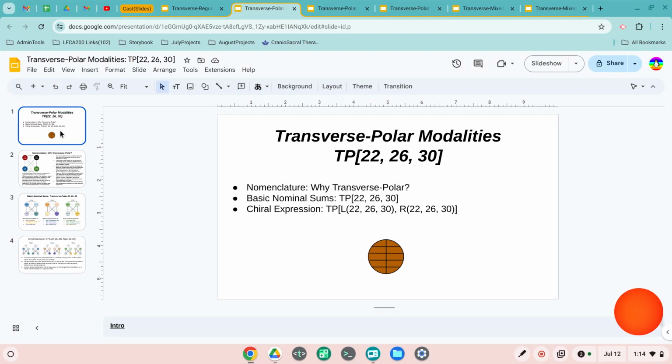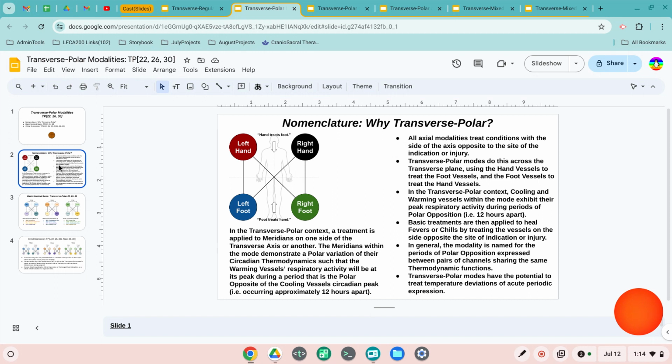Slide 1, Nomenclature. Why transverse polar? In keeping with the spirit of simplicity, there are two basic points to remember. First, transverse polar modalities treat illnesses across the transverse plane, such that hand treats foot and foot treats hand. Second, transverse polar modalities are best used to treat illnesses with acute periodic thermodynamic deviations.